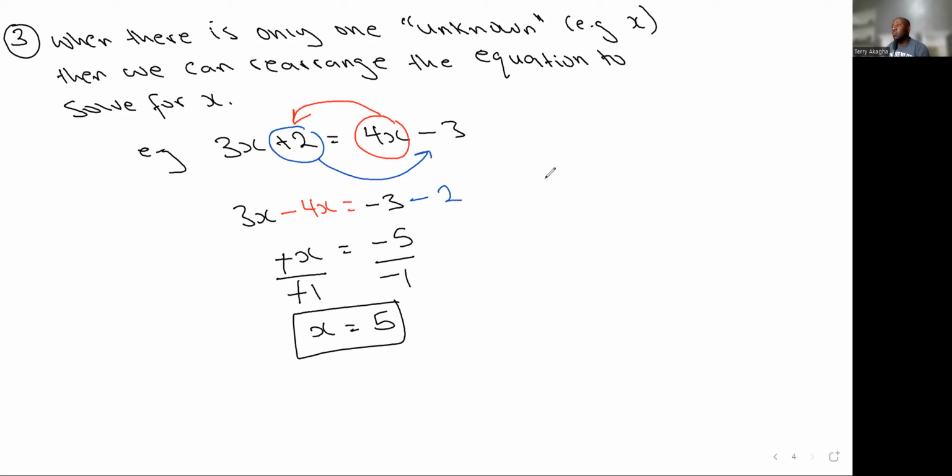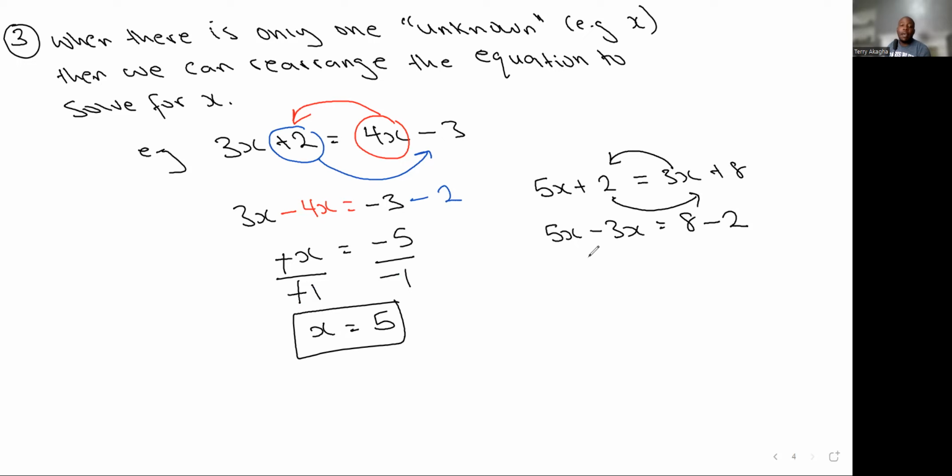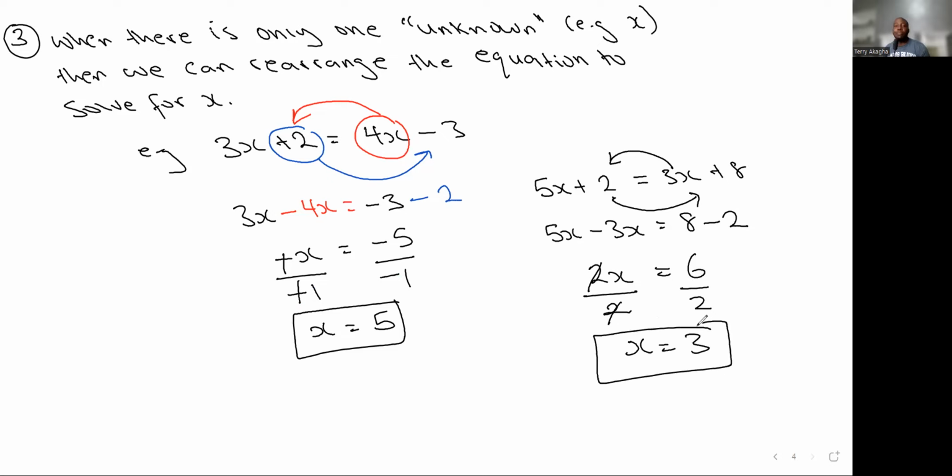You can pick another one. Let's say we have 5x plus 2 is equal to 3x plus 8. The same thing. 3x go to this side, so it's going to become 5x minus 3x. Then 2 will go to this side, and that will become minus 2. 5x minus 3x is going to give us 2x, and 8 minus 2 is going to give us 6. You then divide both sides by 2. This will cancel that, so x will be equal to what? 3, and that is how you do that.